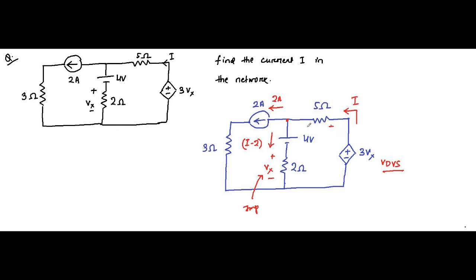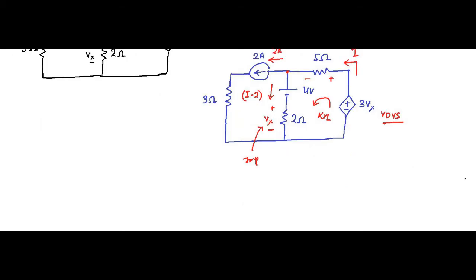So now we can apply KVL with the polarity assigned like this in this closed loop, the right hand closed loop. So the KVL equation will be 3Vx minus 5I minus 4 minus Vx, for this voltage drop Vx, is equal to 0. That implies 2Vx minus 5I minus 4 is equal to 0.